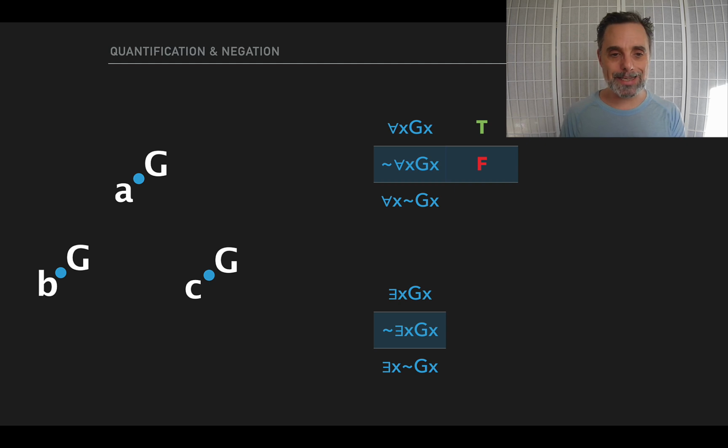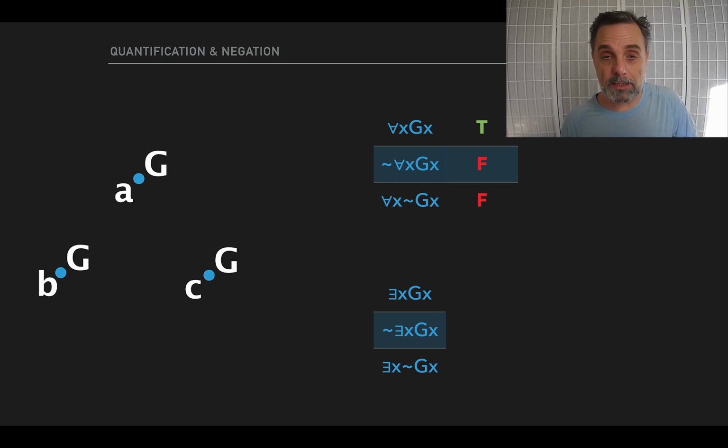What about for all x, not Gx? That says everything is a non-giraffe, or everything is a non-green thing. Each thing, G is false of that. Well, that's definitely not true because G is true of all of them. G isn't false of any of them, so that's also false.